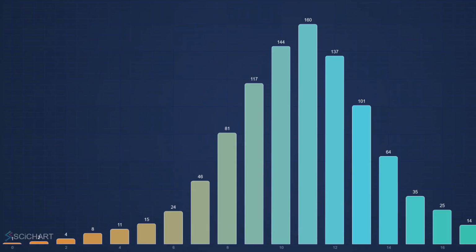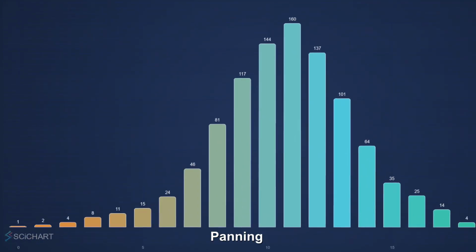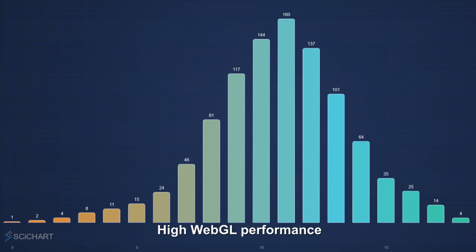And we are done. We created a column chart with gradient fill palette provider. Each column has its own gradient. Data labels above each column. Appearance animation on first load. Full interactivity like zoom in, pan, and high WebGL performance.